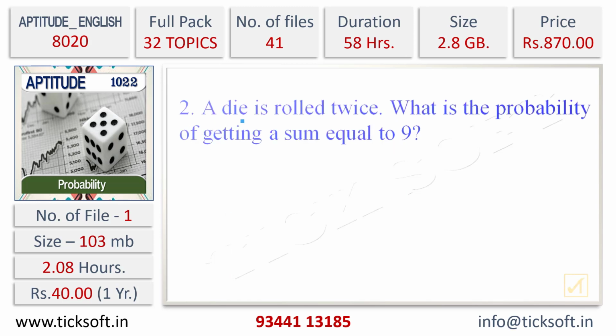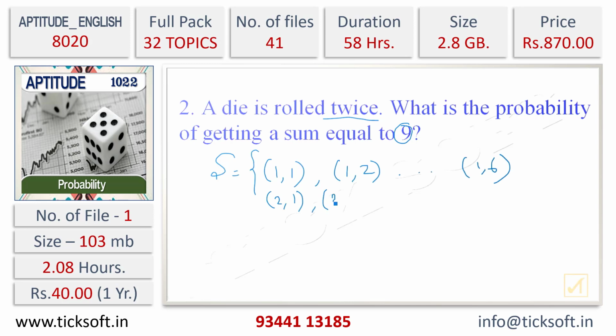Now the second question is, a die is rolled twice. What is the probability of getting a sum equal to 9? So we already know the sample space for this. Here a die is rolled twice. So what will be the sample space? It will be (1,1), (1,2), etc., up to (1,6), and again (2,1), (2,2), etc., up to (2,6). Similarly, we have totally 36 items in this sample space.